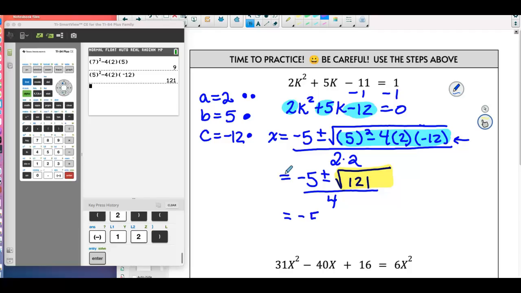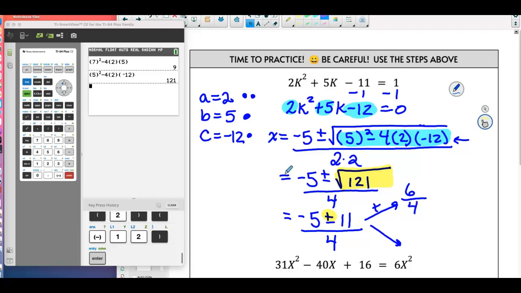So the square root of 121 is a nice 11. So I'm going to get 2 answers because that was positive. I'm going to branch off to get those 2 answers. For my first answer, I'm going to add negative 5 plus 11 gives me 6.